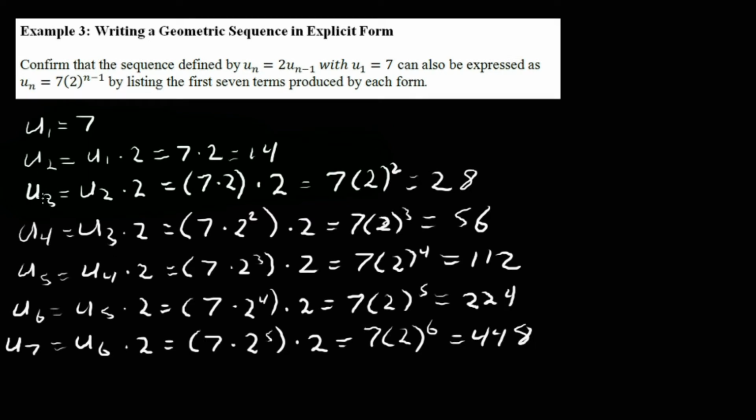Well, notice that our third term was our first term multiplied by the common ratio twice. And then the fourth term, that was our first term multiplied by the common ratio 3 times. All the way up to the seventh term, which was our first term multiplied by our common ratio 6 times. So this shows that our sequence u sub n could also be written in this form: u sub n is equal to the first term multiplied by 2, n minus 1 times.